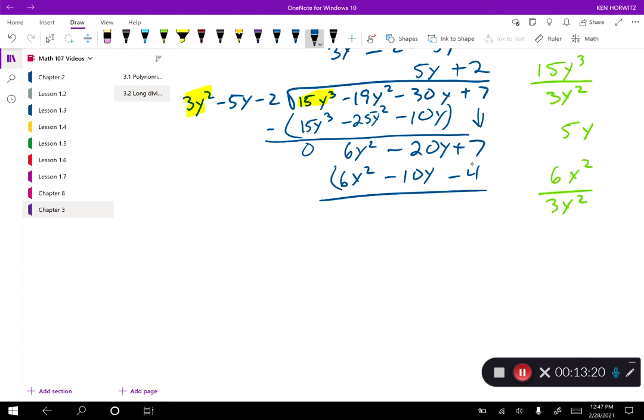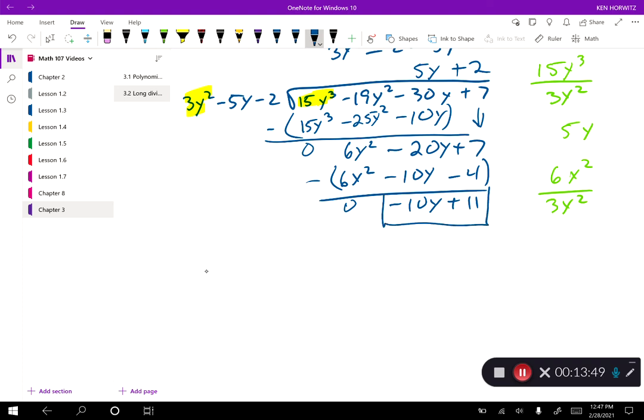All right, so again, parentheses around it, hit the subtract, and 6y squared minus 6y squared is 0. Negative 20y minus negative 10y is negative 10y. And then 7 minus negative 4 is plus 11. And now we can't do any more with this because 3y squared doesn't go into negative 10y. So this is your remainder.